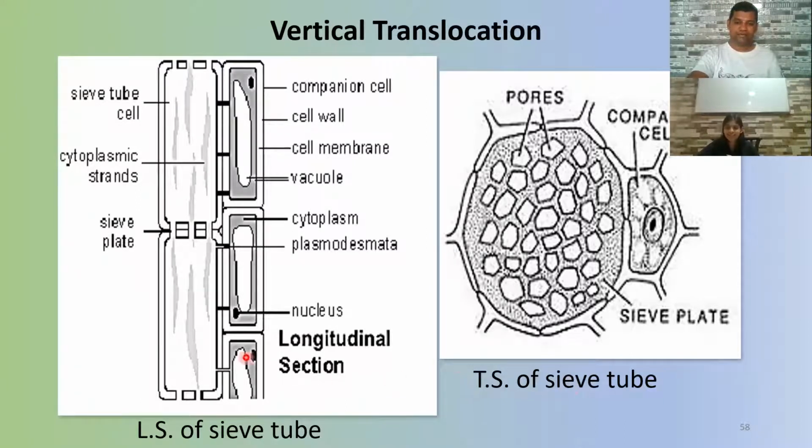So sieve tube is connected by sieve plates, and adjacent to it there are companion cells having a nucleus. ठीक है. तो ये सब involved है vertical translocation. Any doubt? Okay, fine.